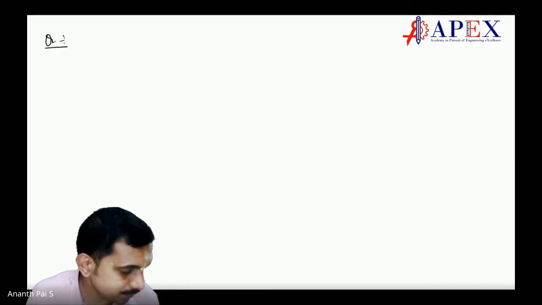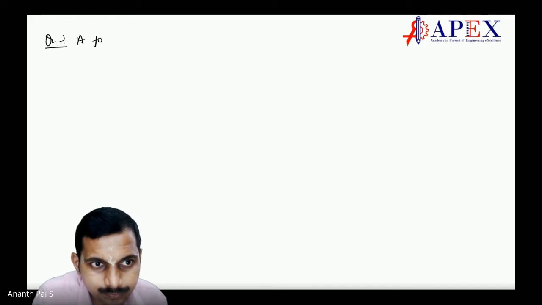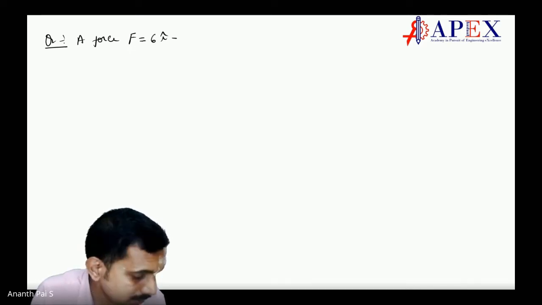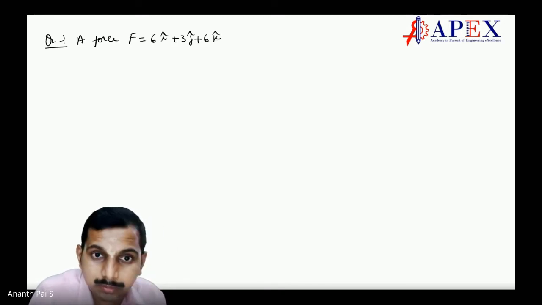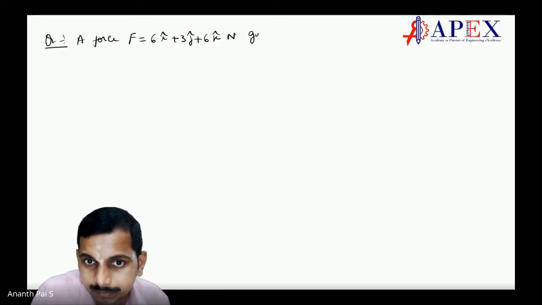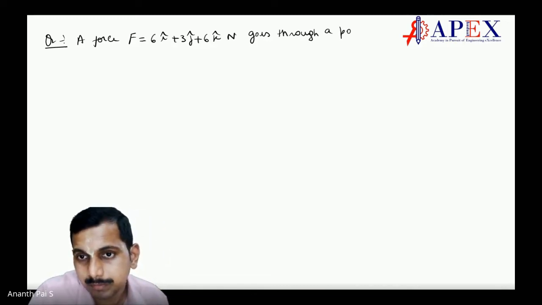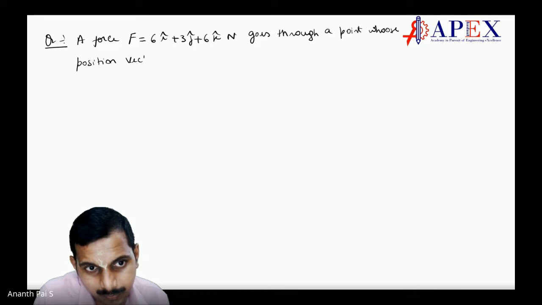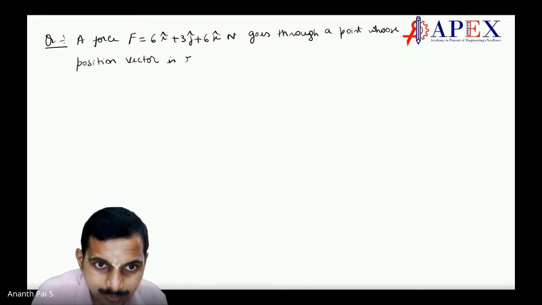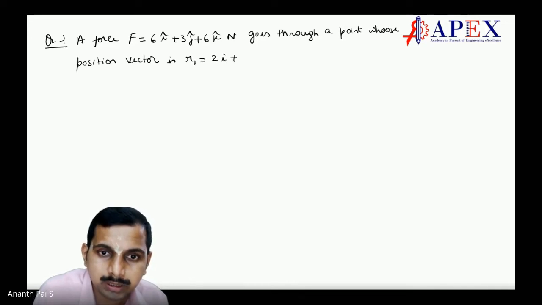Question. Question is this. A force F is equal to 6i plus 3j plus 6k Newton goes through a point whose position vector is R1 is equal to 2i plus 6j plus 10k meters.